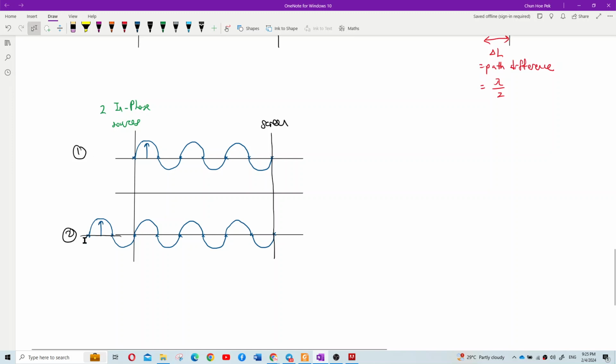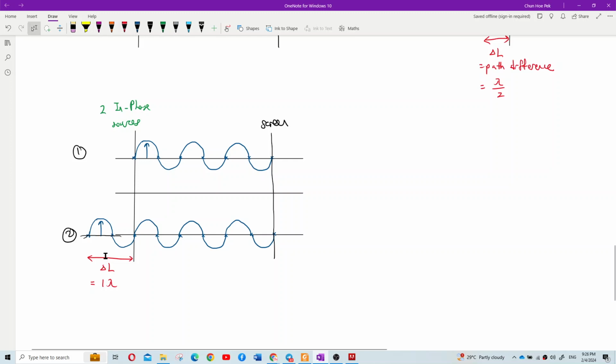So which wave travels a longer distance? S2 wave travels the longer distance. So where is the path difference? This part is the path difference, delta L. How much is the delta L, class? Tell me. 1 lambda. That's good, 1 lambda.